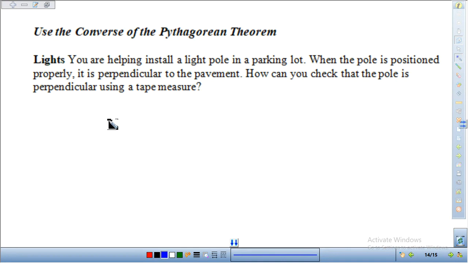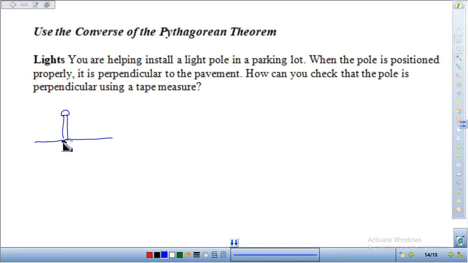So let me just kind of draw a little picture here just so we can kind of see what's going on. So here we have our light pole. I know it's a beautiful light pole. On the ground here, let's see, is going to be our parking lot. So we're trying to think about how we can use a tape measure to confirm that it's perpendicular.